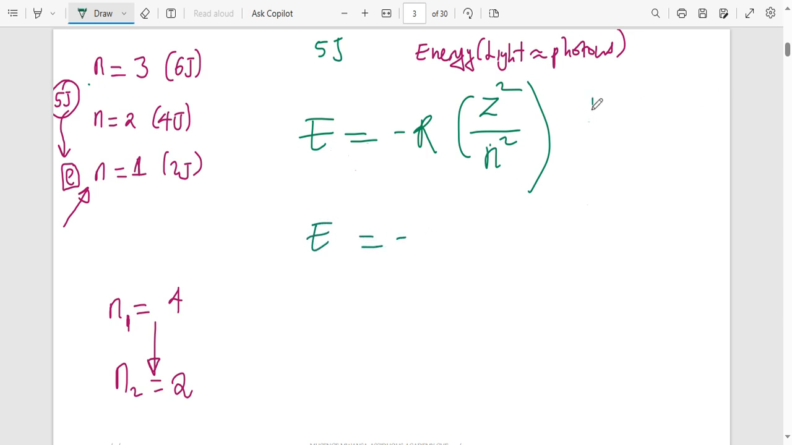Now R is known as the Rydberg constant, and it is 2.178 times 10 to the power negative 18 joules. It's either you know it or they'll give it in the exam paper. But the more you practice with questions, you are going to know it. So it's a small number to know.